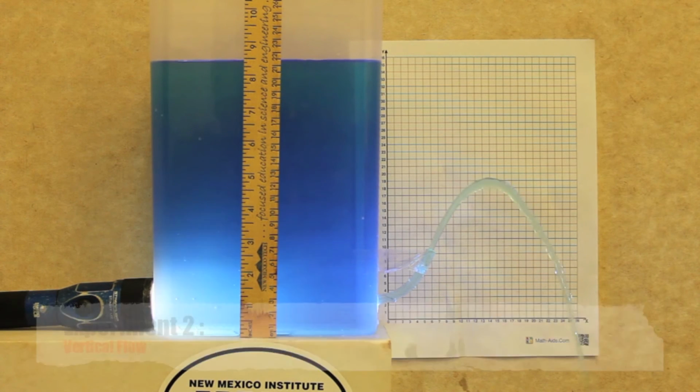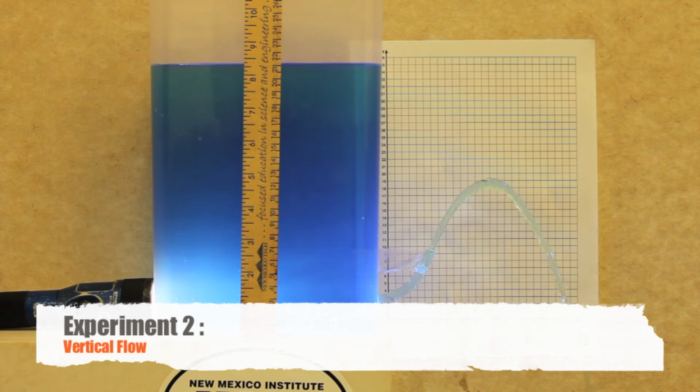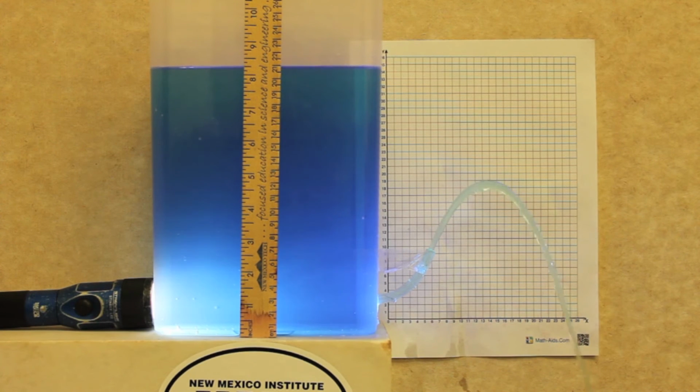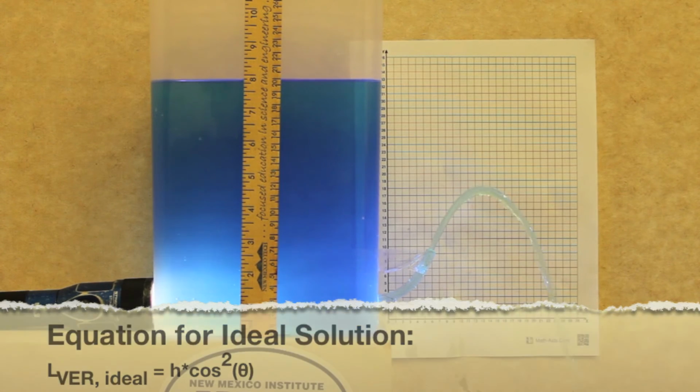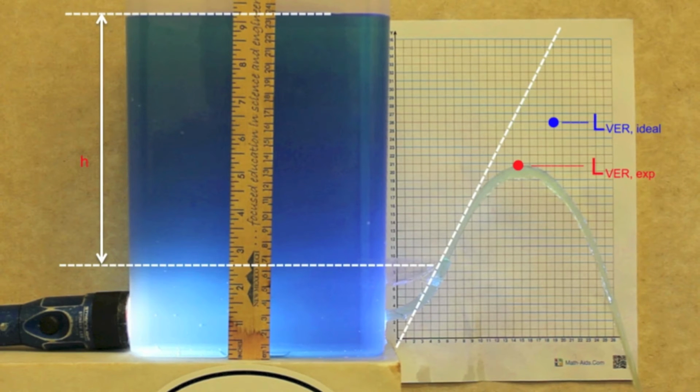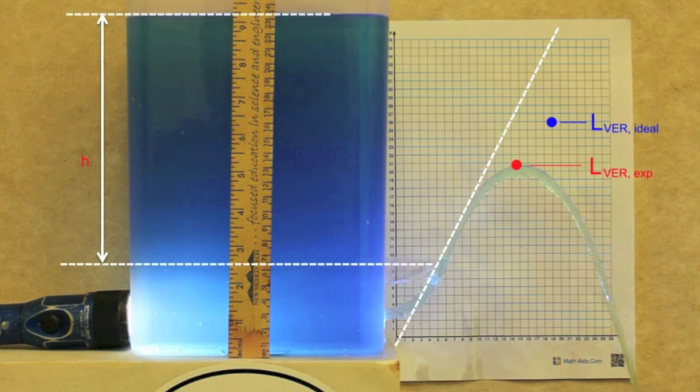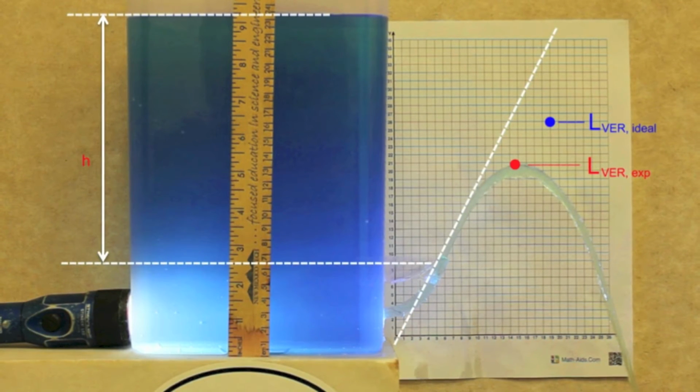The second experiment will use tubes to point the exit flow into a diagonal position beside the main reservoir. Theoretically, the vertical distance of the water coming out of the spout is h times the square of cosine theta, where theta is the angle of the spout relative to the vertical axis. Similar to the first experiment, we measure the height of the water from the hole as h and use the vertical distance the water traveled for the experimental data.